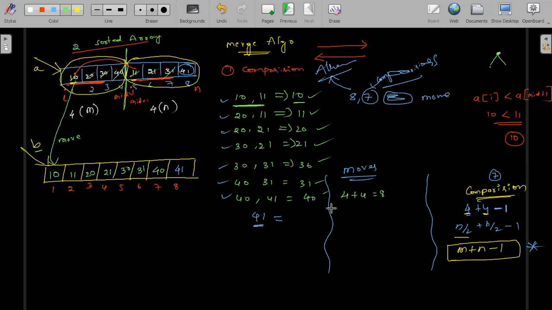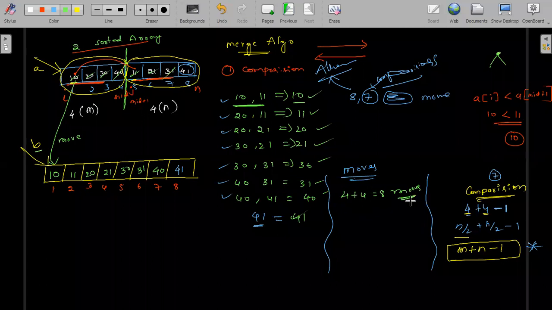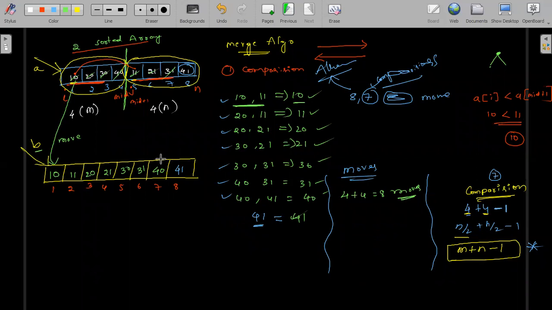All the elements I moved. Again plus 1, you can see plus 1, one more element, 41. That one also I moved here. Yes or not? To where? It's in the B array. So that is the reason why 4 plus 4, that is equal to 8 moves are required. 8 moves are required to complete the merge algorithm. Yes or not? When I do the 8 moves, I will get the new array, that is the merged sorted array. So 4 plus 4 is equal to 8.